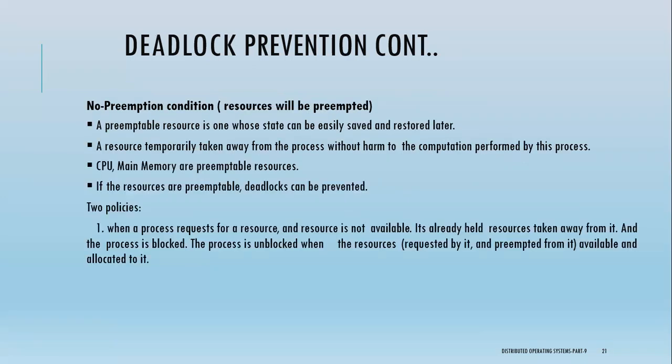No preemption condition. A preemptible resource is one whose state can easily be saved and restored later. It is a resource that can be temporarily taken away from the process without harm to the computation performed by this process. CPU and main memory are preemptible resources. If the resources are preemptible, deadlocks can be prevented. Two policies. Number one, when a process requests a resource and the resource is not available, its already held resources are taken away from it and the process is blocked. The process is unblocked when the resources are available and allocated to it.